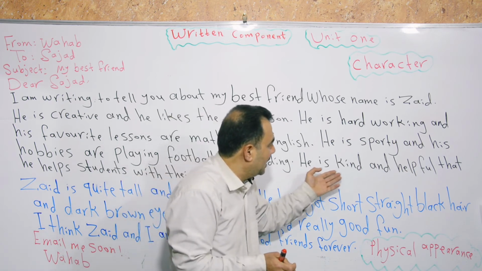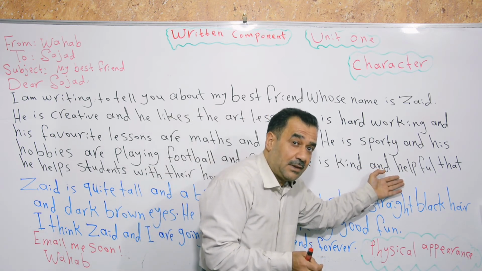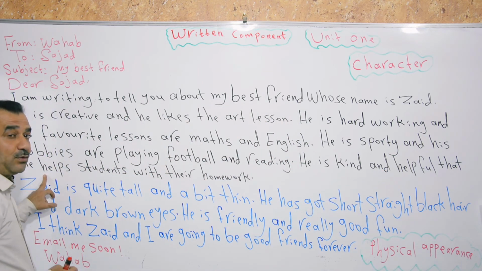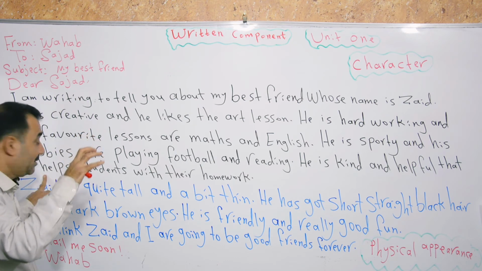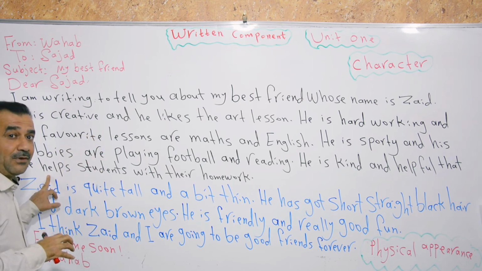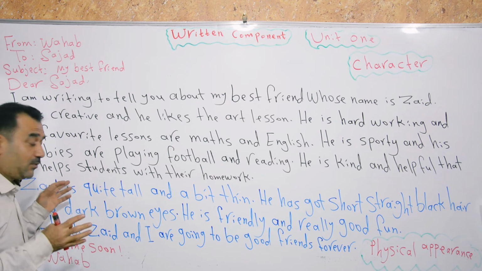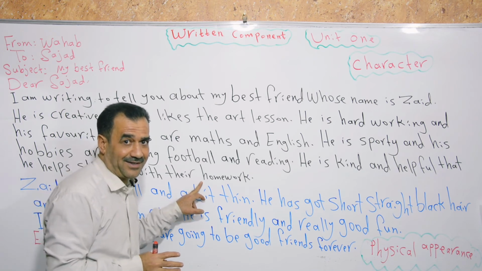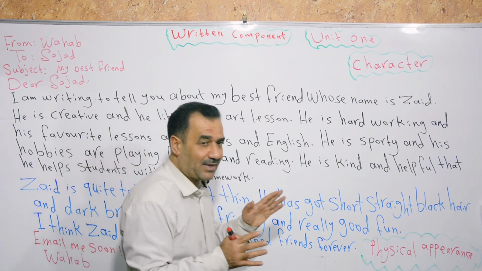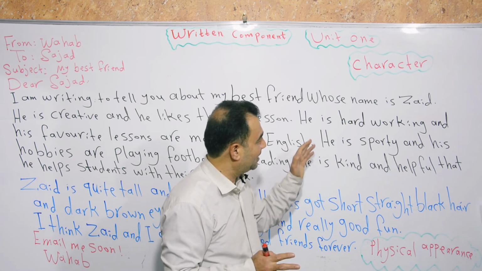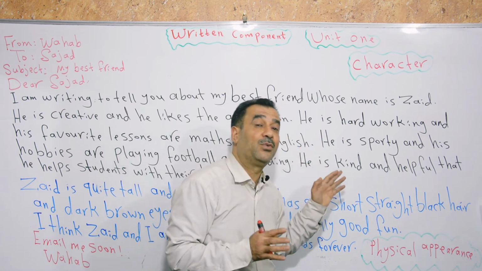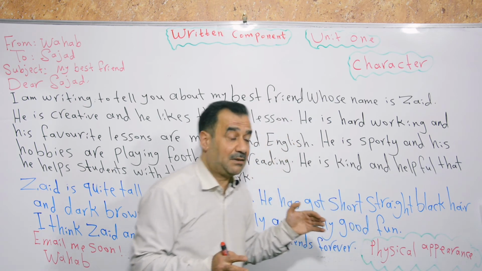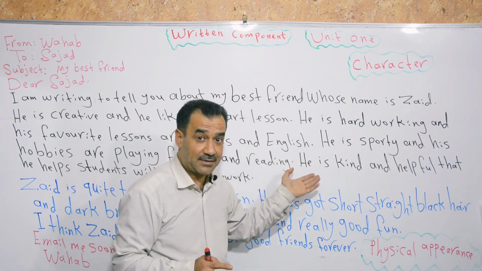He is kind and helpful, as we said previously, that we have to show why he is helpful. How is he helpful? Okay, he helps students with their homework. So, how many adjectives? At least here four or five adjectives to describe his character. And we can add, okay, more than these adjectives.